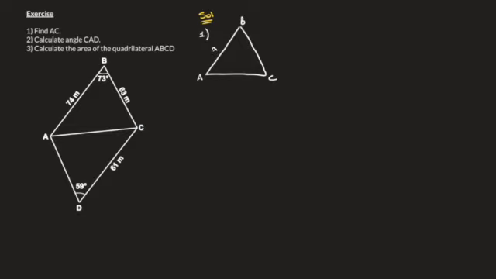So side length AB is 74 meters, side length BC is 63 meters, and the angle at B is 73 degrees. Looking at this triangle and the side length AC that we need to find, we can see that we have its opposite angle as well as the other two side lengths. And as soon as that happens, we use the cosine rule.